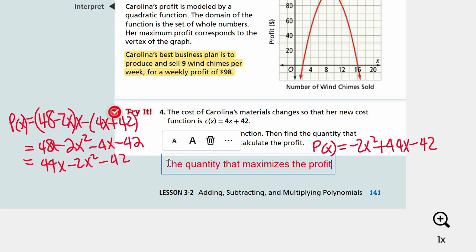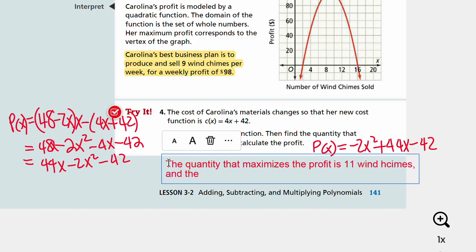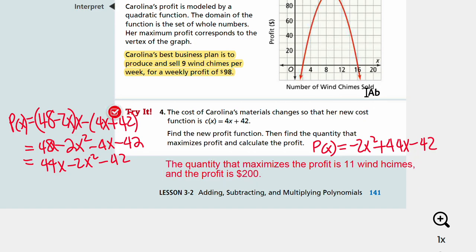So the quantity that maximizes the profit is 11 wind chimes, and the profit is $200. So that was example 4 and try number 4. Let's continue with the last example in the next video.